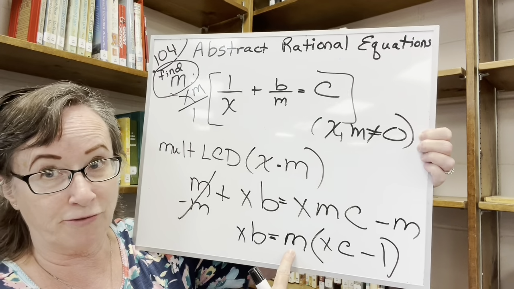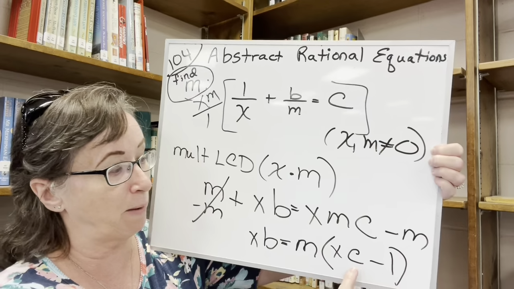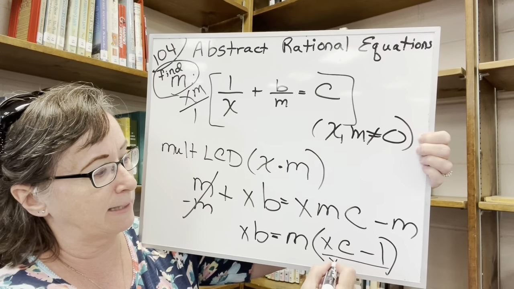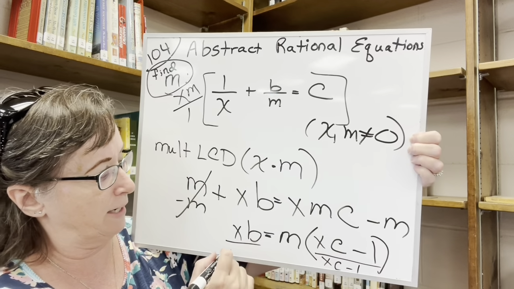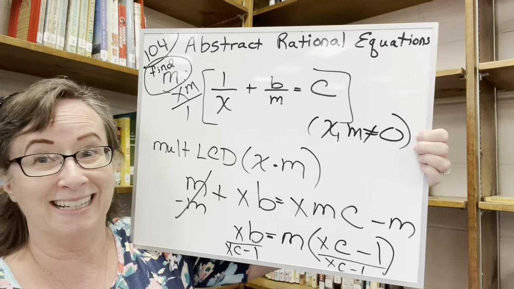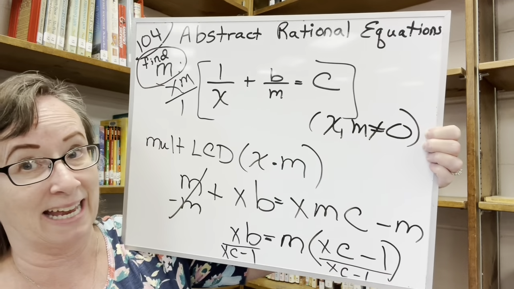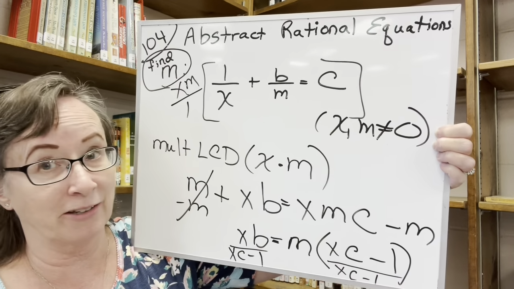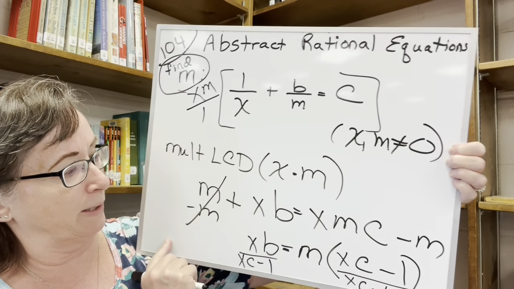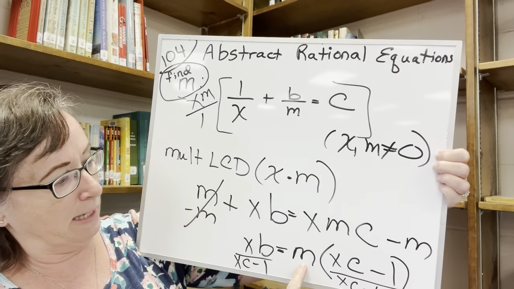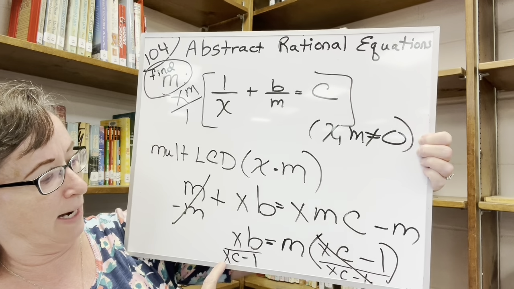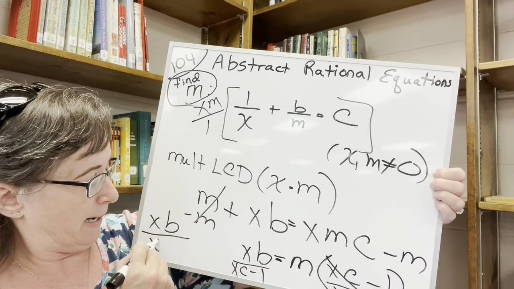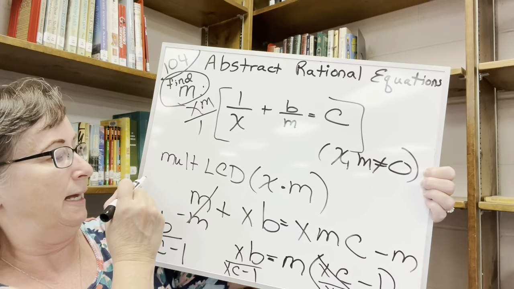So now to solve for m, I just divide both sides by this factor that is with it. So I'm going to divide by xc minus 1 and divide over here by xc minus 1. Still dividing both sides by the same non-zero constant. Okay, it's a variable here, but it's still not supposed to be 0. So now we're going to end up with m equals xb over xc minus 1. Okay, xb over xc minus 1 is m.